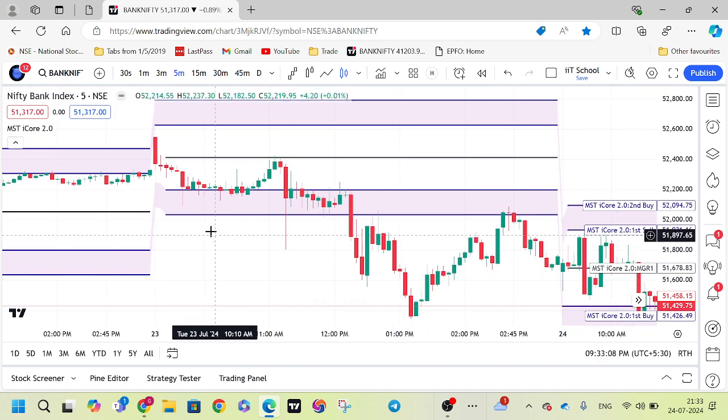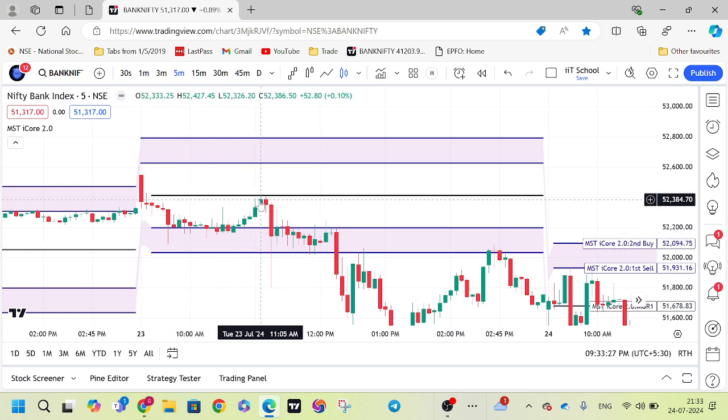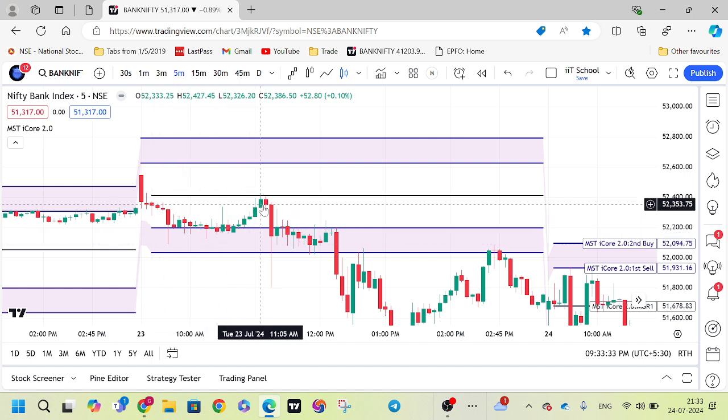You may ask what happened yesterday on budget day. See here what happened on budget day. Since morning the market was in a bearish mode and it fell and reached our buy zone. From the buy zone, see how the magic happened. From the buy zone it reversed to our MGR level and we got the entry. We got the entry accurately and we got the target accurately and exactly.